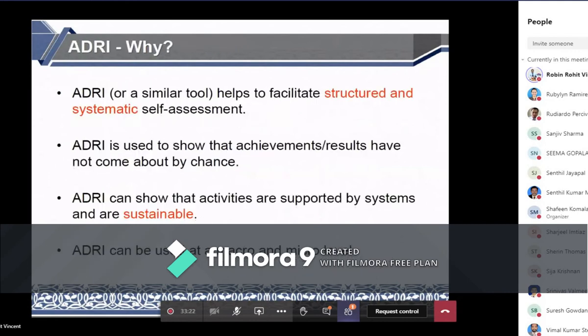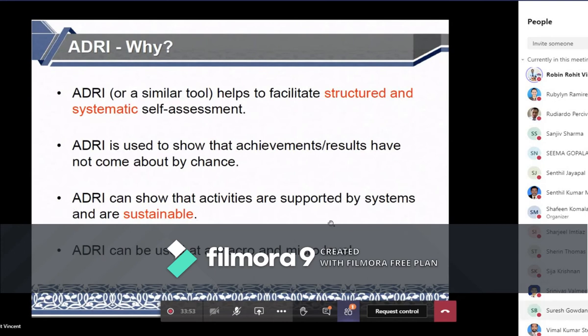Now let's move on. Why have we taken ADRI? There are many tools. ADRI is one of the tools, to be frank. There could be any other tool, but ICT has adopted ADRI because it's structured and systematic. It shows us that achievements and results don't come by chance. They are achieved through proper processes, wherein the processes are yielding results, wherein the results have an improvement to be taken care of in the next cycle.